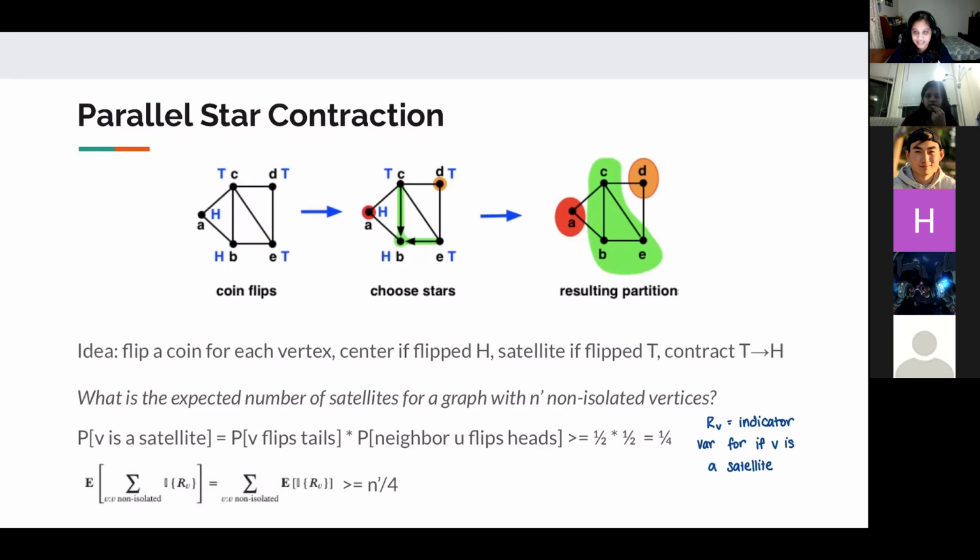Any questions about star contraction in general? Okay, I'm going to keep going.